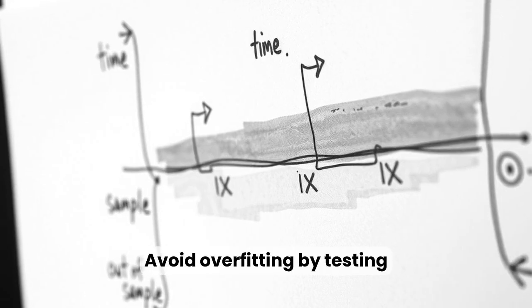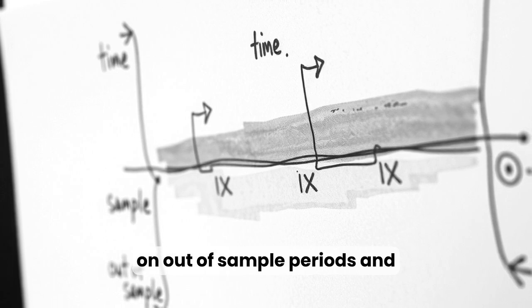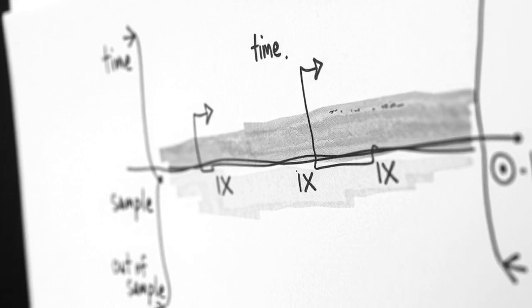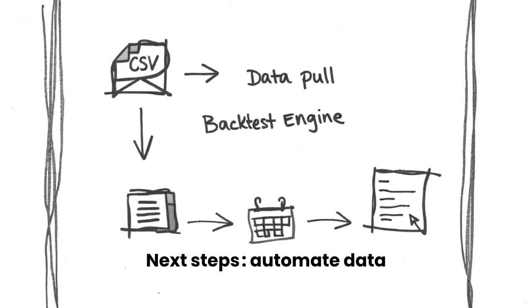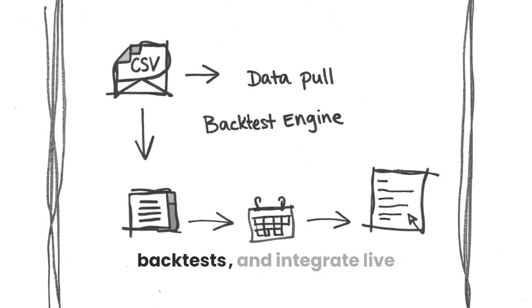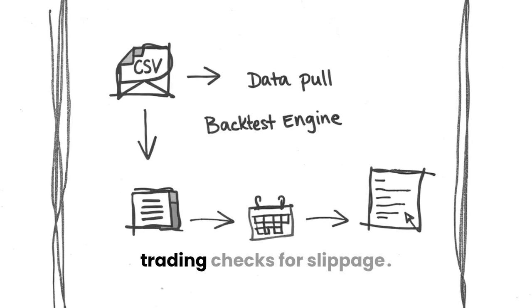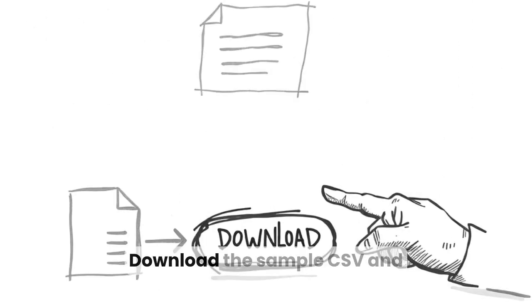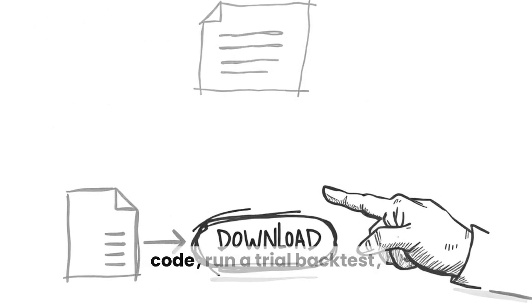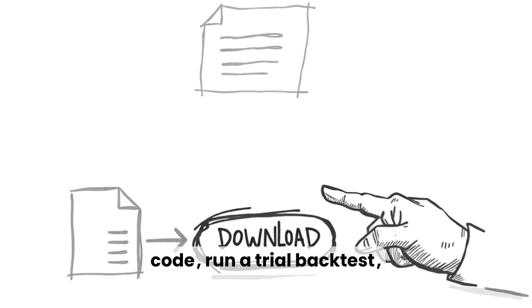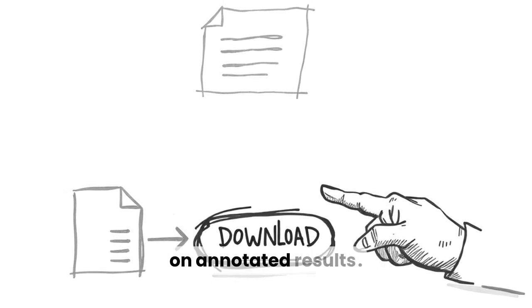Avoid overfitting by testing on out-of-sample periods and validating on different instruments. Next steps: automate data pulls, schedule regular backtests, and integrate live trading checks for slippage. Download the sample CSV and code, run a trial backtest, and iterate your rules based on annotated results.